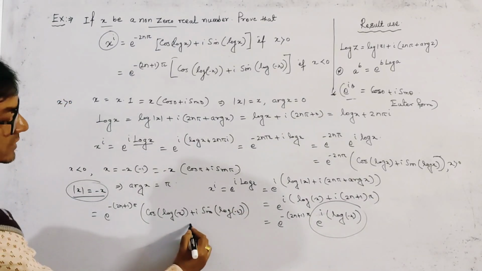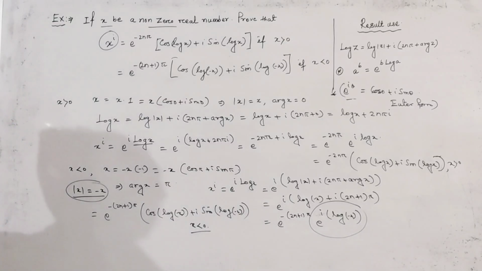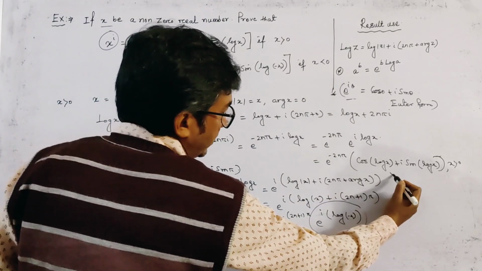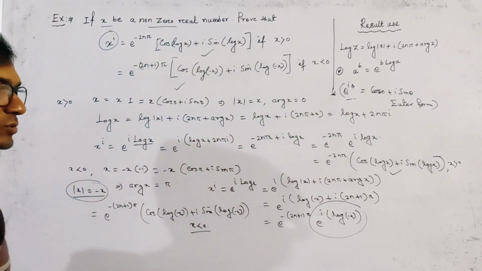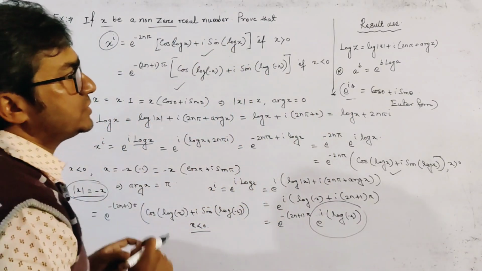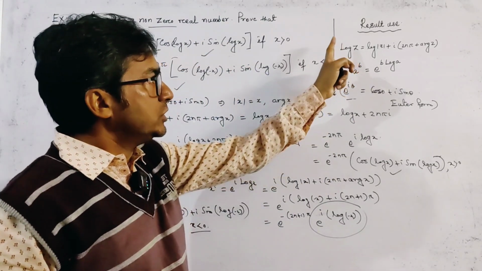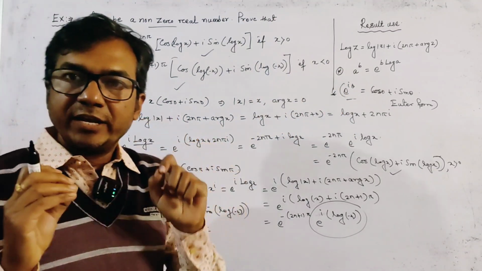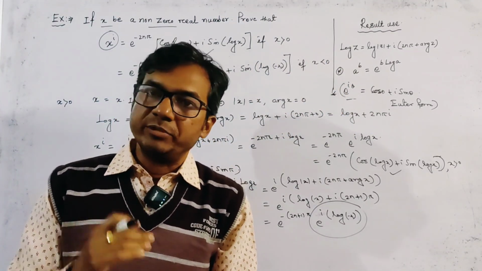And in this case x is less than 0, and clearly this is the second proof, and the first proof is when x is greater than 0. A very interesting problem, and we use three popular properties of complex numbers. A very interesting and important problem of complex numbers.